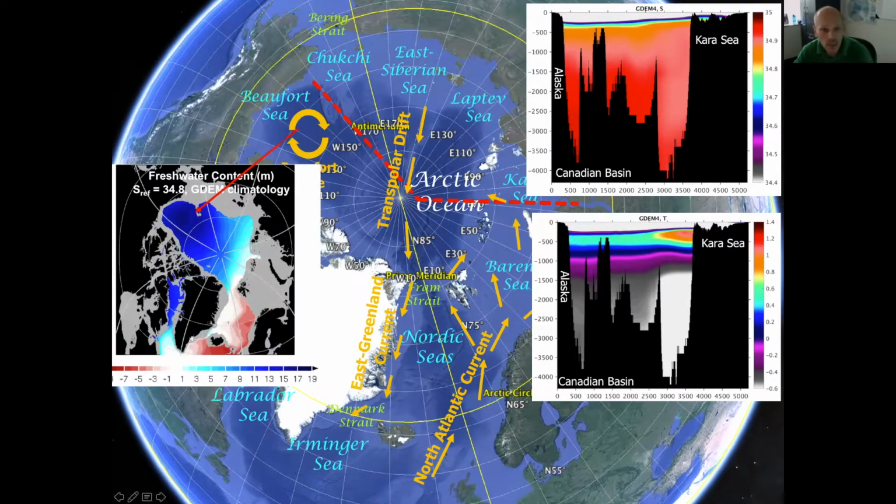As I said, the Beaufort Gyre, which is located roughly in the center of the Beaufort Sea, is characterized by an increased amount of freshwater content due to the convergent surface flow in the anticyclonic gyre.